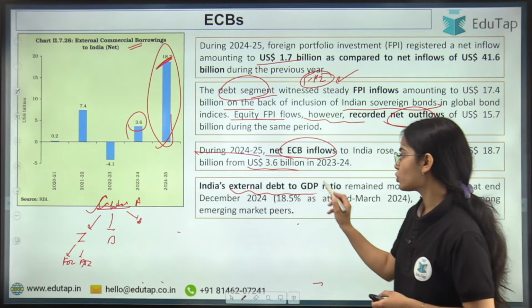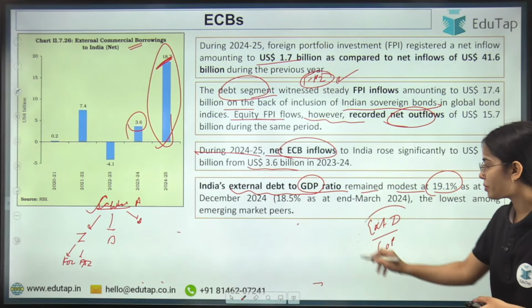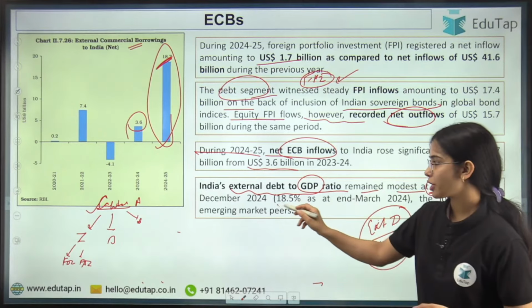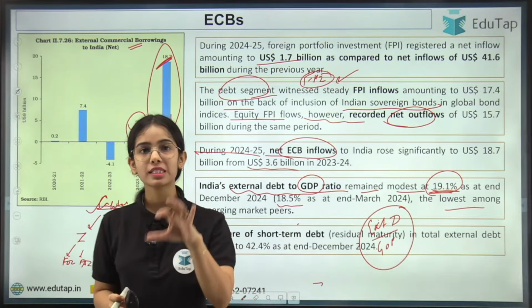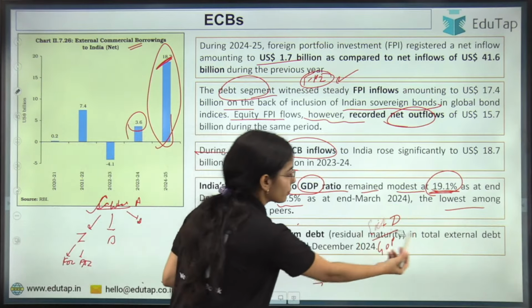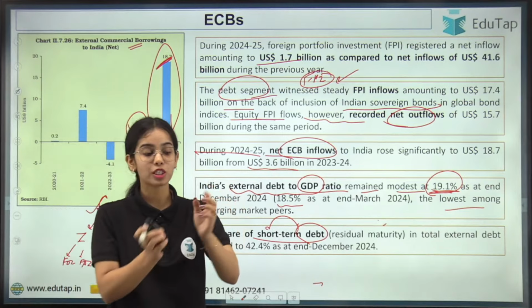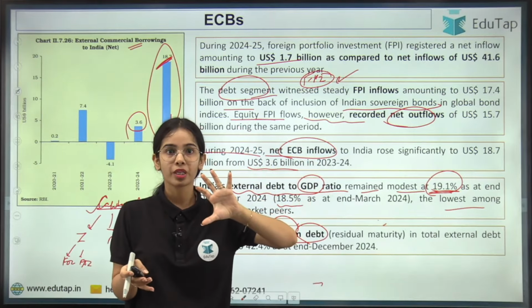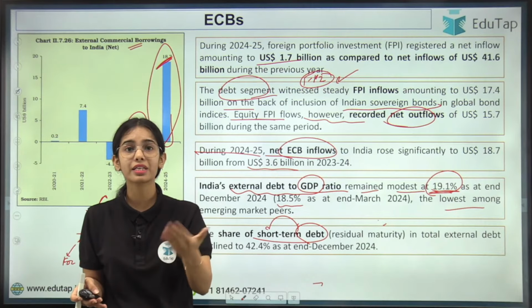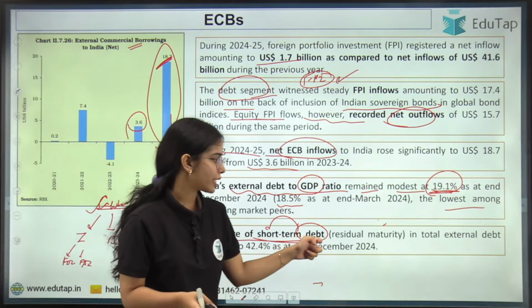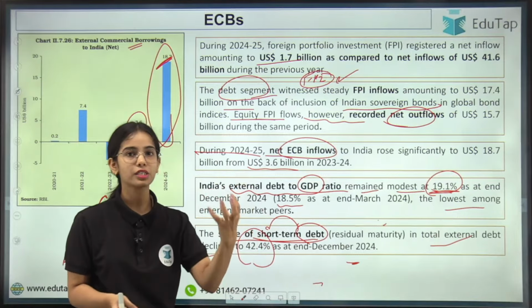Okay. India's external debt to GDP ratio remained modest. Our external debt to GDP ratio has remained modest at 19.1%, as compared to 18.5% of the last year, the lowest among the emerging market peers. Okay. Now see, the problem is in the short-term debts. Why is the problem in the short-term debts? Because if a company is taking short-term debt, that company is taking the debt for its operating expenses rather than for investment, because long-term debt shows that the company is doing investment, the company is expanding. Short-term debt shows that the company is only taking borrowing for its operational expenses, for its salaries and such. So that seems problematic. Okay, so the share of short-term debt in total external debt has declined to 42.4% as at end of December 2024. So this is good news that at least the short-term debt is decreasing.